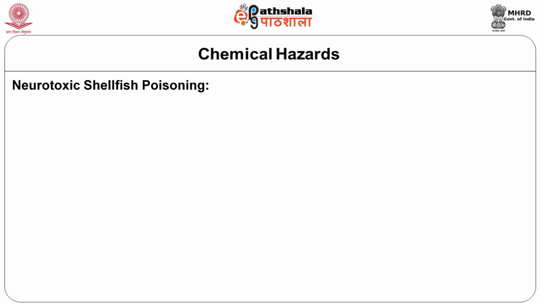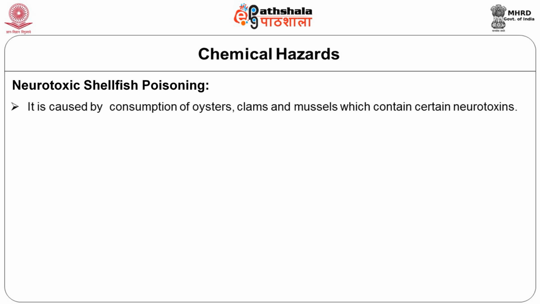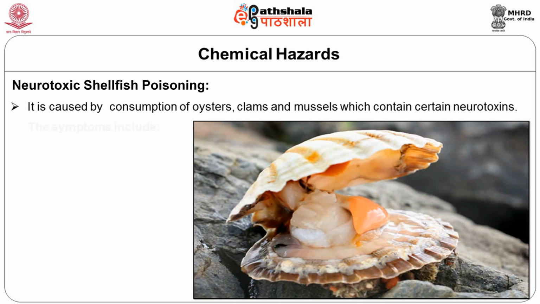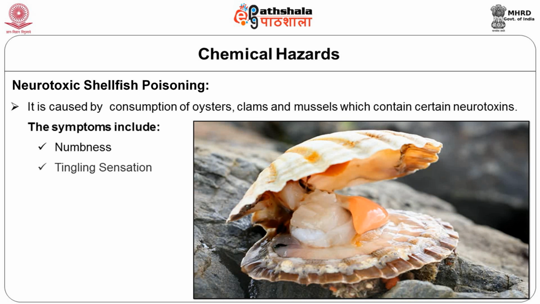The other poisoning due to marine toxins is neurotoxic shellfish poisoning. It is caused by the consumption of oysters, clams, mussels which contain certain neurotoxins. The symptoms of this poisoning are numbness, tingling sensation and lack of limb coordination.